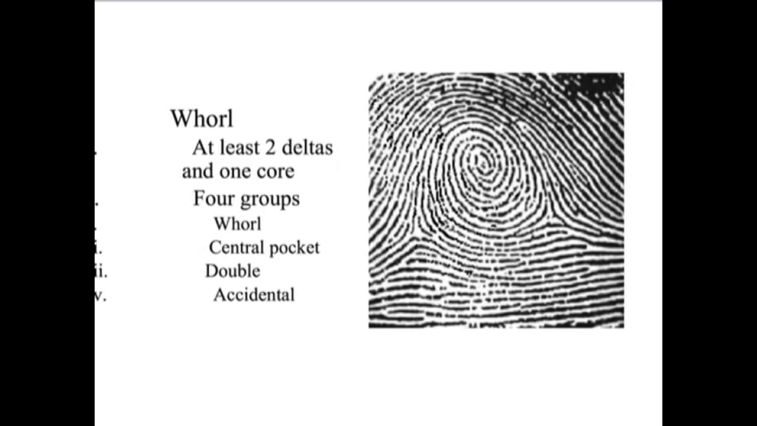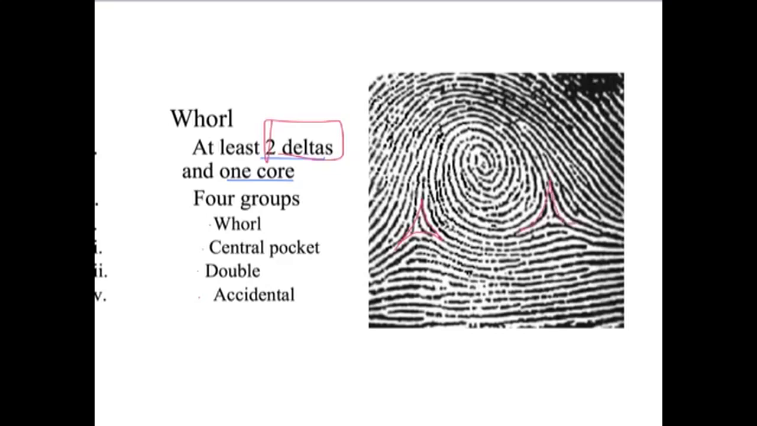All right, so a whorl has two deltas and a single core, and there are four types of whorls. You have a regular whorl, a central pocket, a double whorl, and an accidental whorl. So on this one, let's identify the parts. Two deltas, these are going to be those triangular spots of the ridge pattern, so hopefully you can see that there. There's one on the left here.